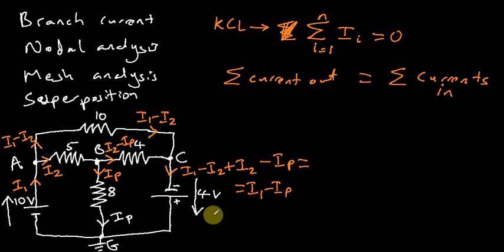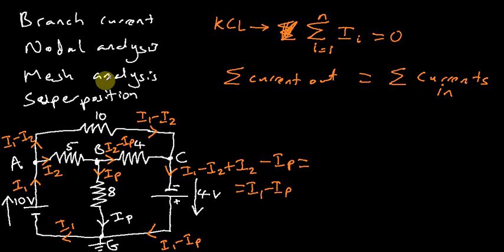Okay, now let's just do one more check. We have one more node, which is node G. We have IP coming in. We also have this current coming in here. Now we just calculated this current here to be I1 minus IP. So if that is the case, then IP plus I1 minus IP must be equal to the current coming out here. Now if you sum these two together, I1 minus IP plus IP is equal to I1. And check, that's what we had over here. I1 is the current in this branch. So this is the branch current method.